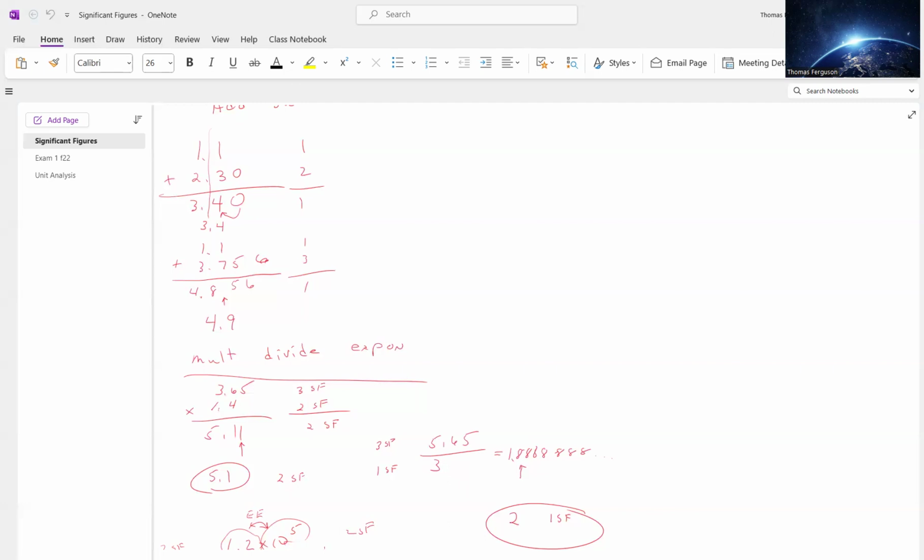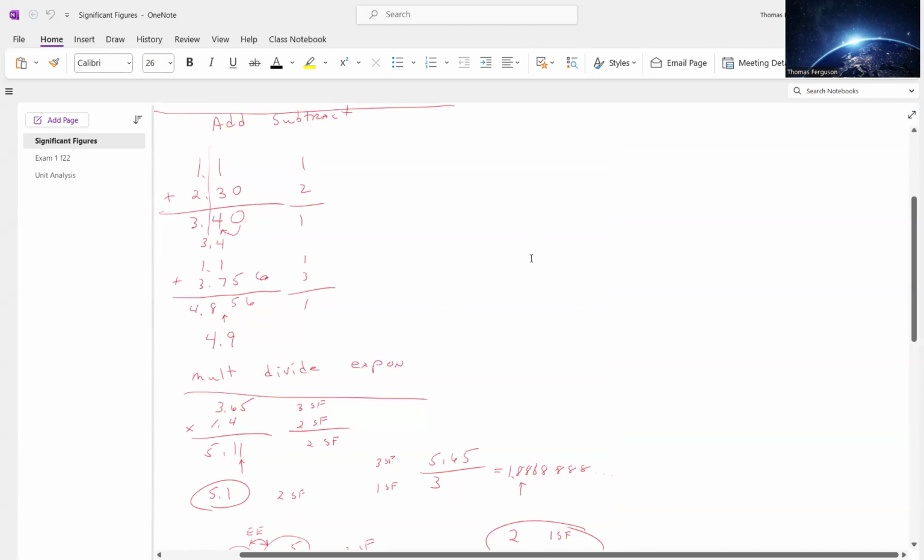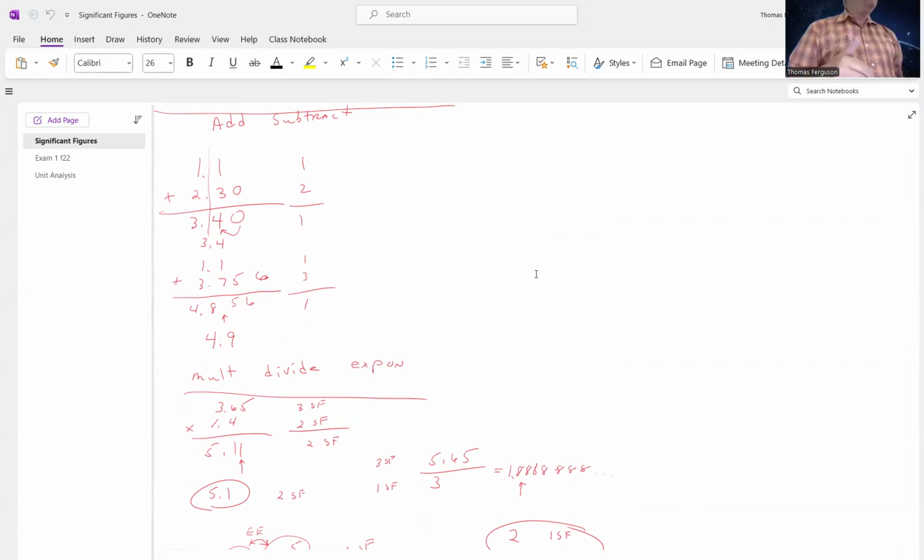Okay, so let's look at this again. I'm going to review adding and subtracting again really quickly. So when you add or subtract, all you're interested in is decimal places, period. Doesn't matter how big the number is, you're looking at decimal places. And then you're going to put that in your calculator, and then you're going to round to that number of decimal places.